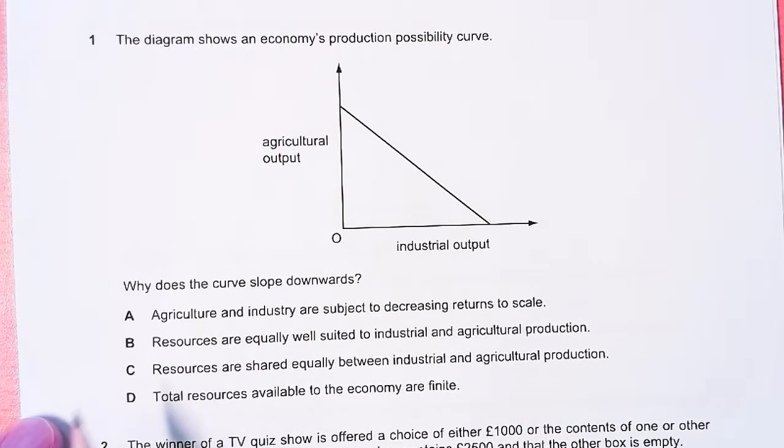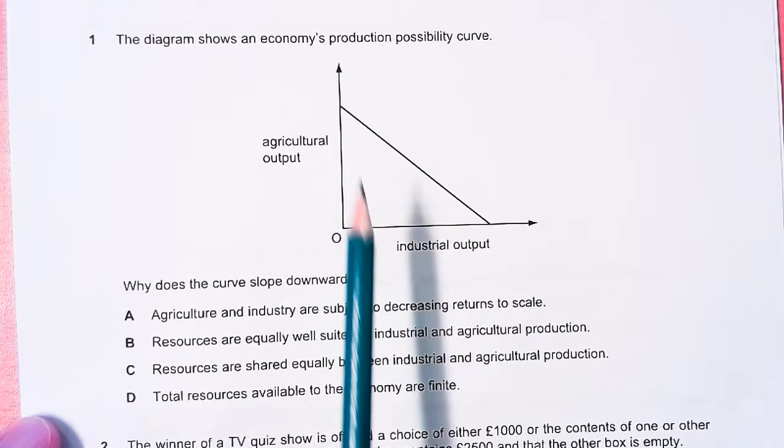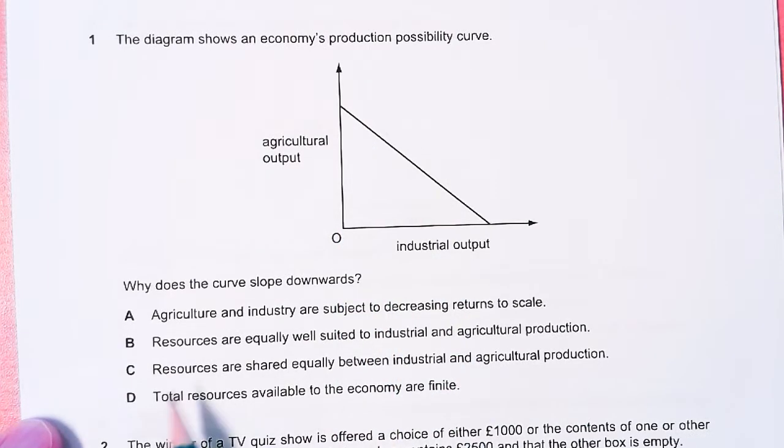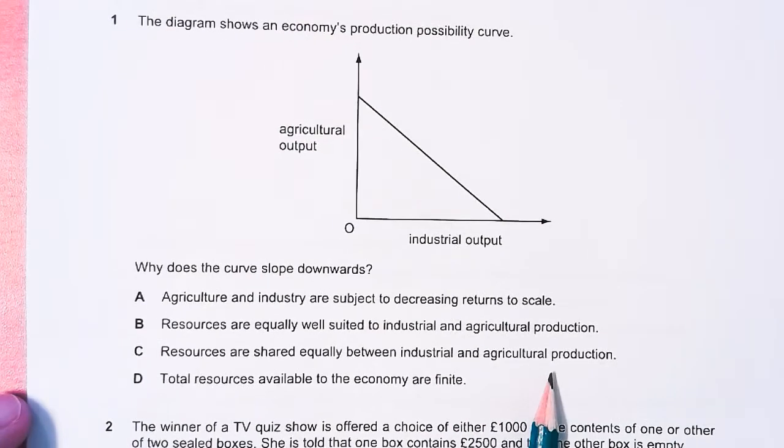Is it this? Agriculture and industry are subject to decreasing returns to scale. No, we can see it's a constant return to scale. Okay, resources are shared equally between industrial and agricultural production. Well, we don't know exactly what level of resources are actually being shared here. We don't know the actual output point. Finally, total resources available to the economy are finite.